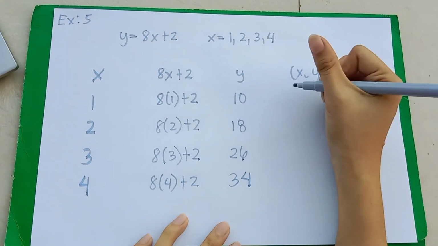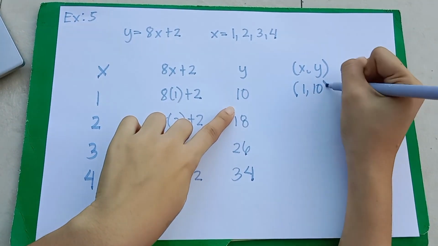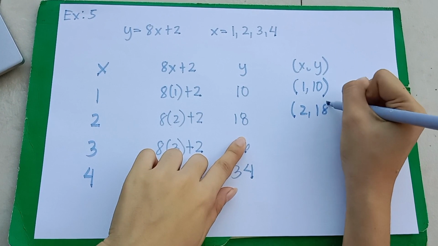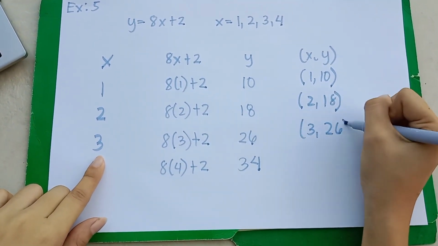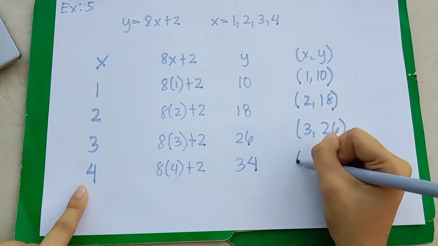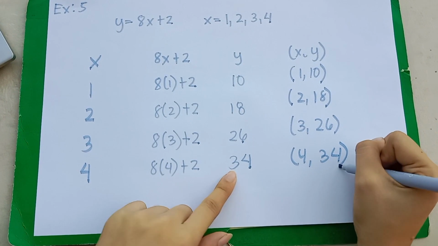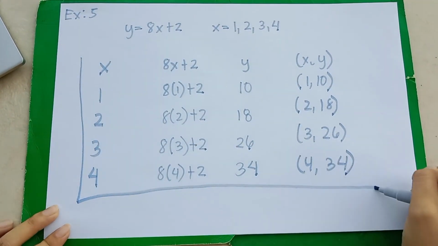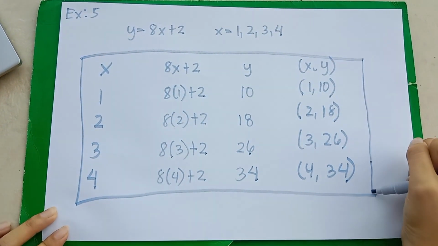So now we can identify our ordered pairs. So 1 and 10, and 2 and 18. Third is 3 and 26. And lastly is 4 and 34. So this is the table of our ordered pairs for the equation y equals 8x plus 2.